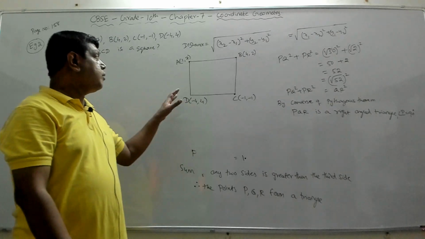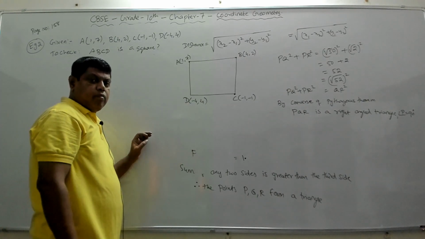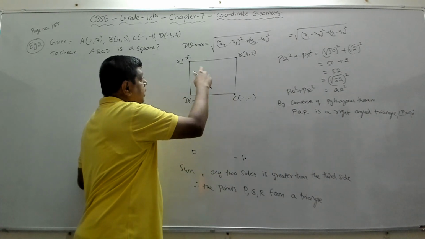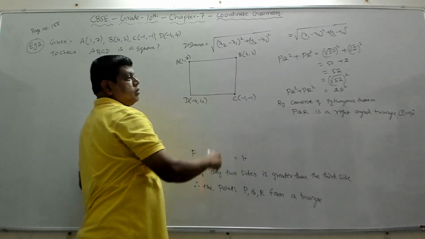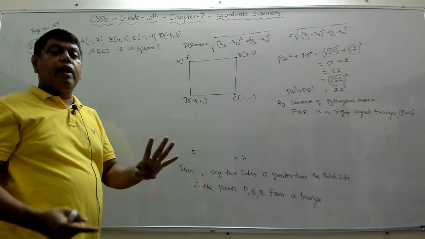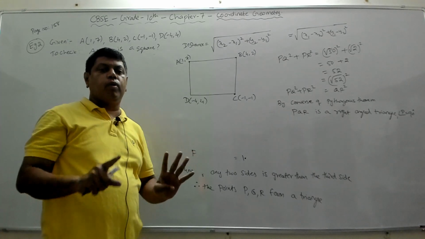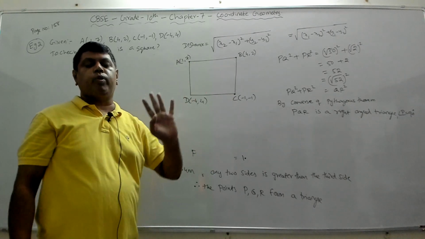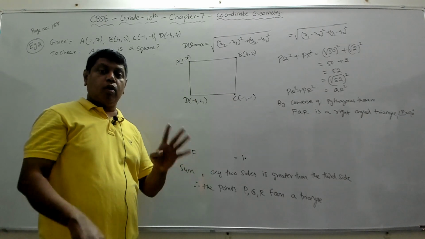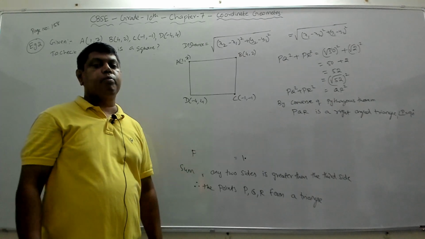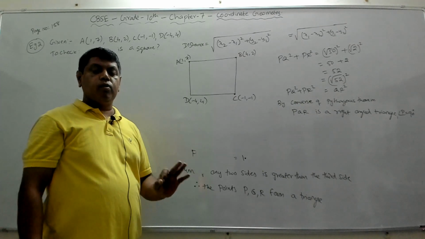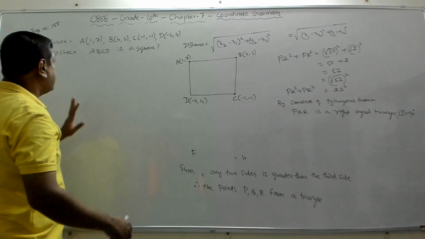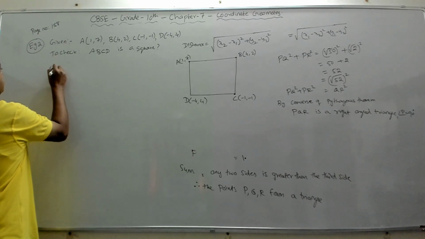Since we are dealing with the distance formula, we will try to check whether the length of the diagonal AC is equal to BD. So if all the four sides are equal and the two diagonals AC and BD are equal, then it becomes a square. Because for a rhombus, all the four sides are equal, but the diagonals need not be equal. But if the diagonals are equal, then it must be a square. So we are going to check these two conditions.